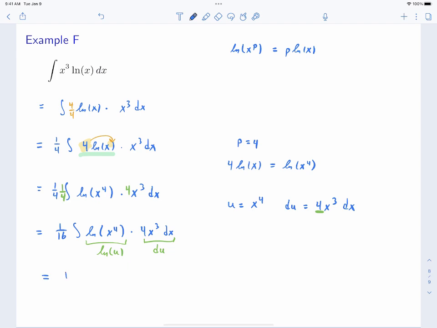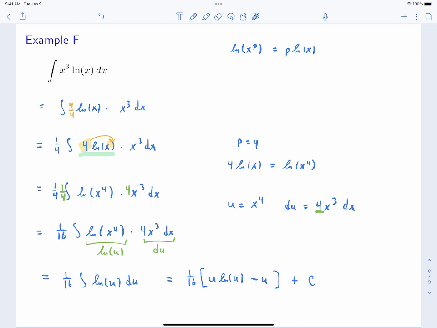So what do we have now? We have 1 over 16 times the integral of ln of u du, and we know how to integrate that. The integral of ln of u du. So this is going to be 1 over 16 times u ln of u minus u plus a constant. Once again, this is one of the useful antiderivatives we saw at the beginning.